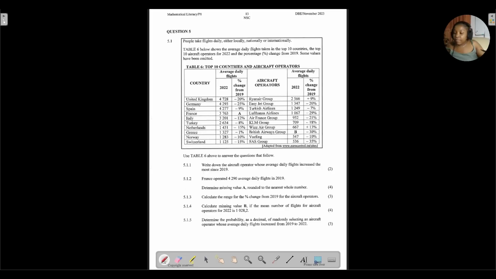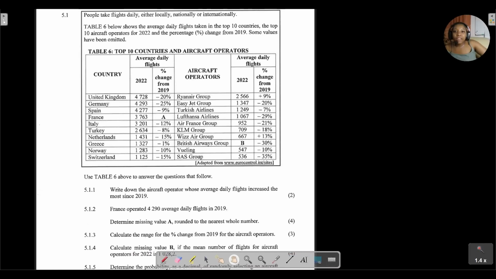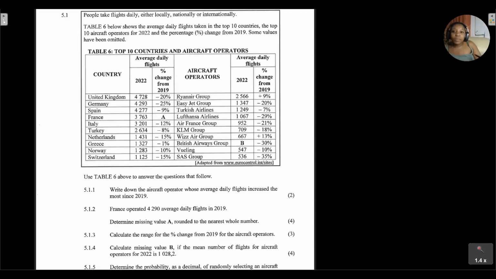Almost there, guys. Let's have a look at the last question. It says people take flights daily, either locally, nationally, or internationally. Table 6 below shows the average daily flights taken in the top 10 countries, the top 10 aircraft operators for 2022, and the percentage change from 2019. Some values have been omitted.